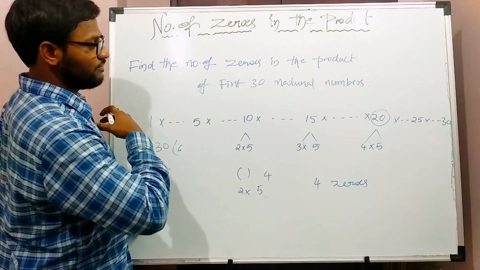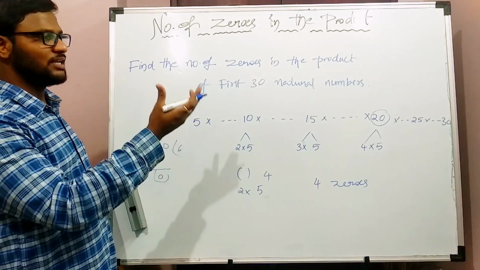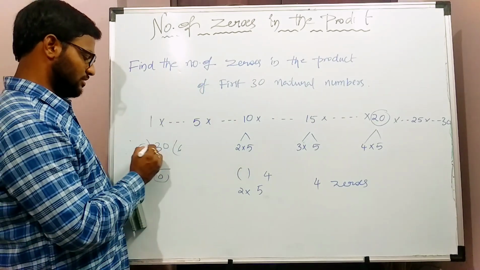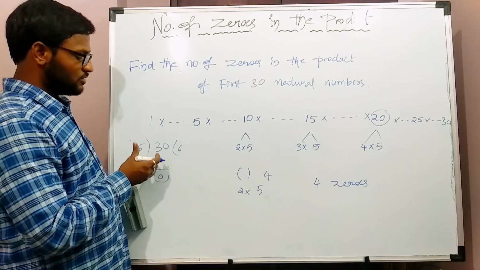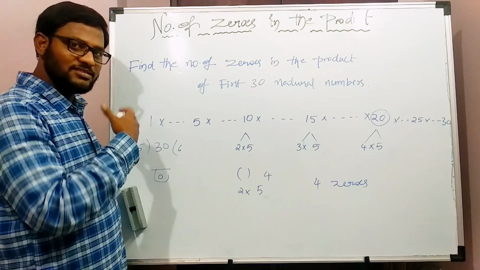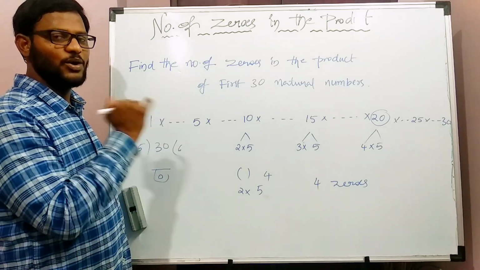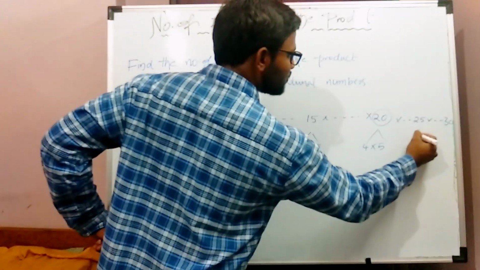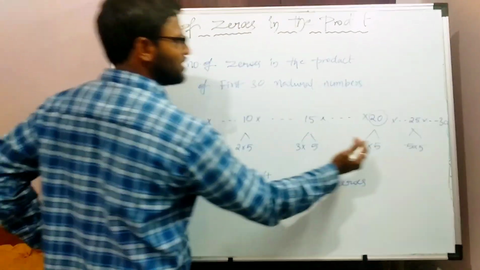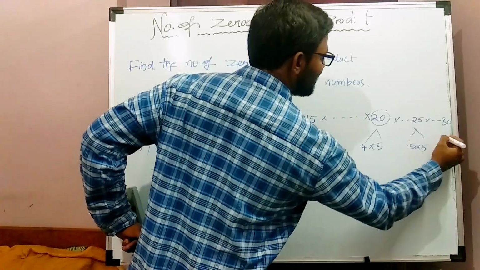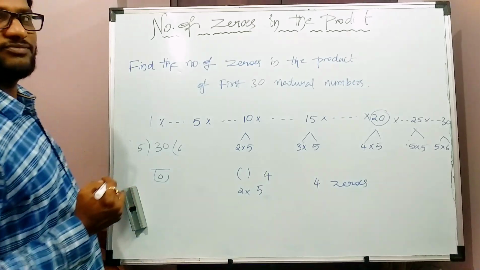If the product of first 30 natural numbers, 1 to 30, if I divide this 30 by 5, I will get 6 as a quotient. So this number is going to end with 6 zeros. Does this product end with 6 zeros? No. If you observe here, this 25 we can write 5 into 5. So up to here 4, 5, 6, and this 30 we can write 5 into 6, total 7 zeros. Okay.